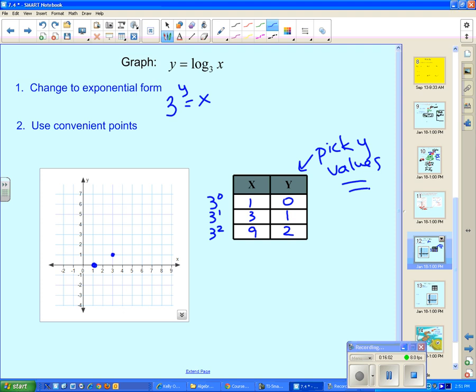Now, before we connect these points together, what kind of asymptote should we have again for a log? Vertical. So draw that in. And then connect your points. Okay, now take it a step further and think domain and range.